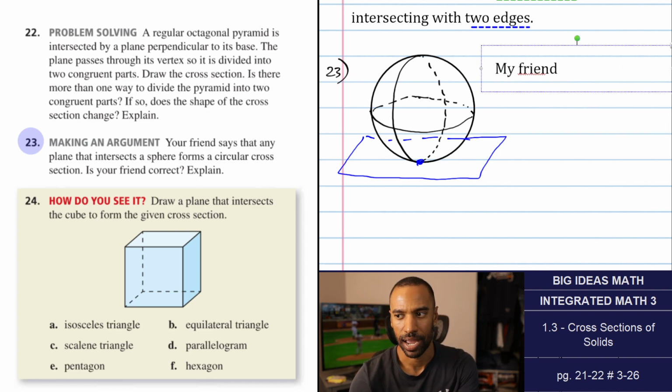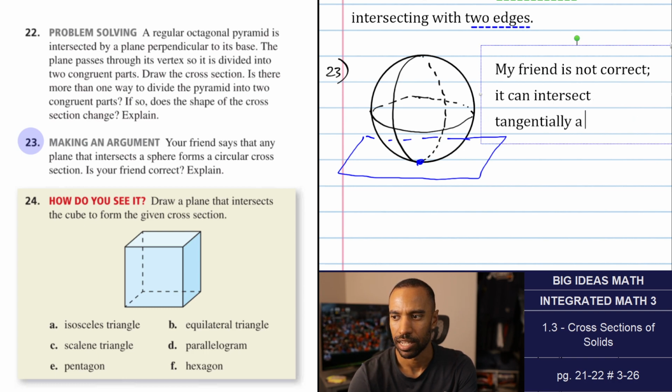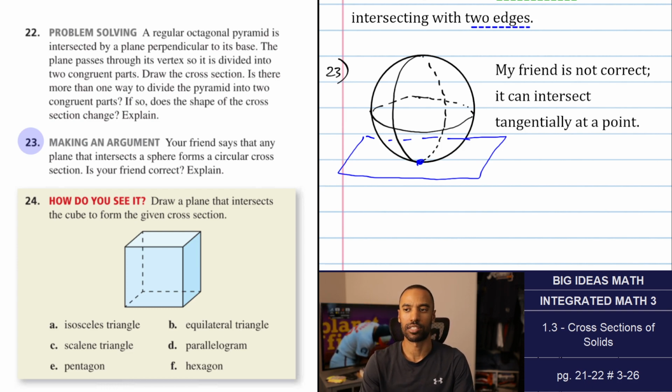My friend is not correct. I'm just trying to find one counterexample. It can intersect tangentially at a point. And that's all I need. Is your friend always correct is the question. I guess the answer is no, not always.